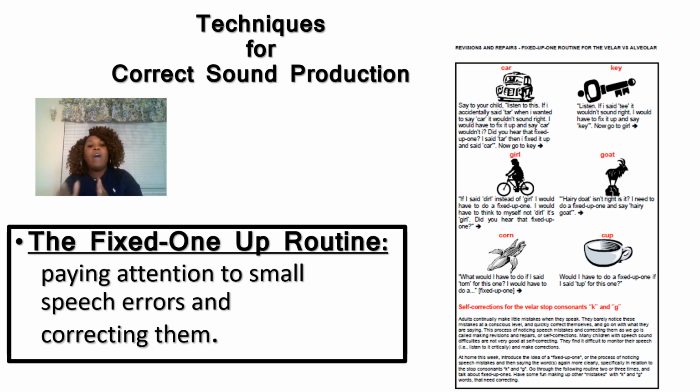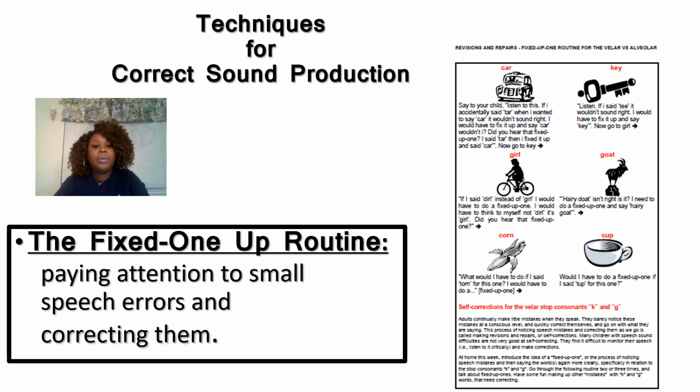And so our first routine is called the fix-it-up routine. This is a routine that I found by Carolyn Bowen in the beginning of my career when I was just wanting more effective techniques to work with my kids. And so it's simply paying attention to small errors and correcting them, okay?